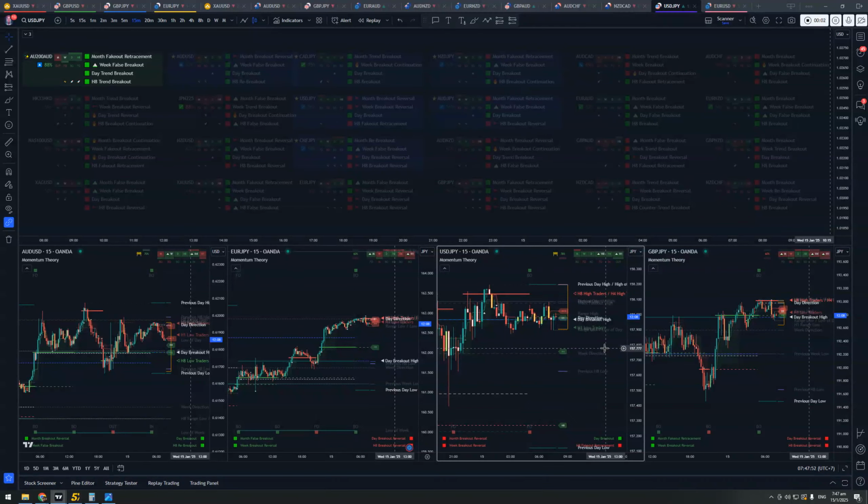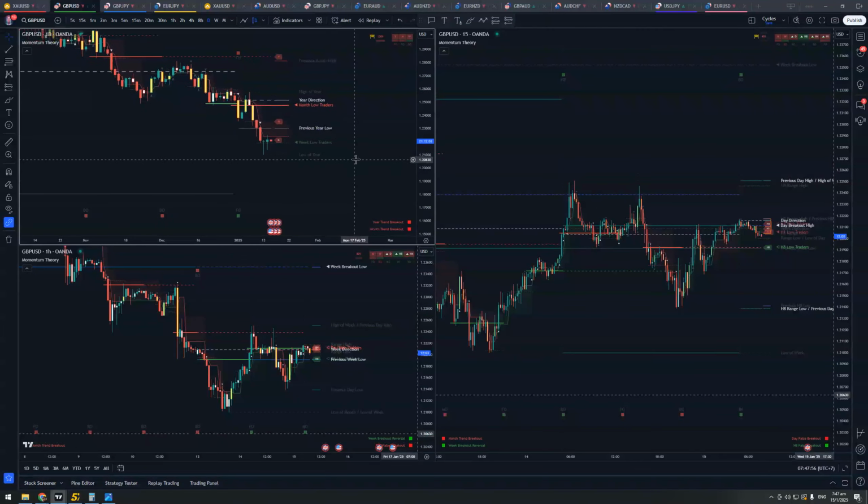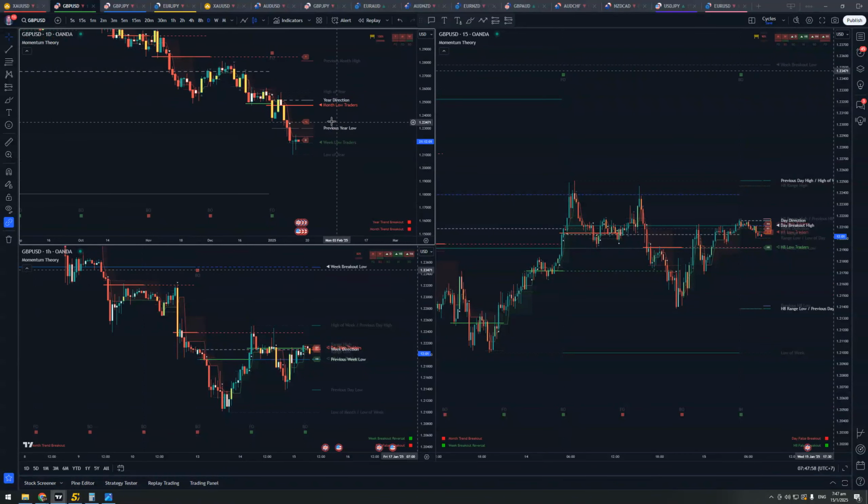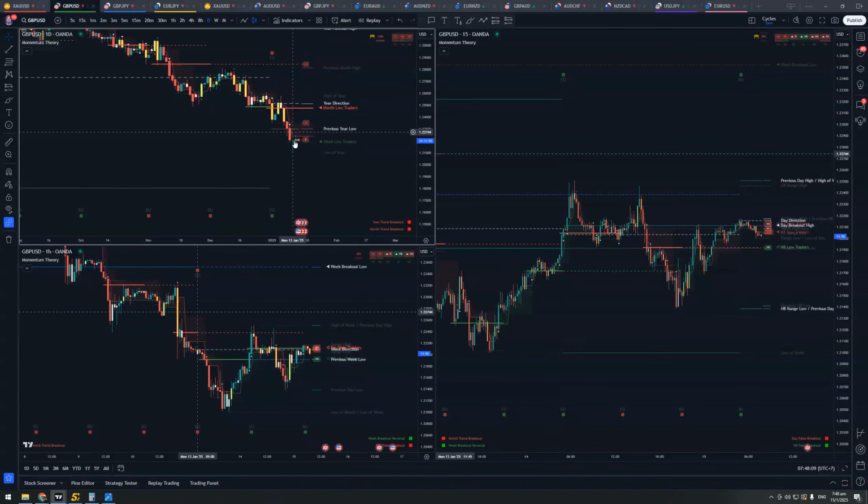Okay, London and New York session done. Took one trade in London on GBPUSD. GU, higher time frame breakout levels, all bearish. Peak bias are mixed. We broke out of the previous month low, so monthly traders are in breakout. Looks like we broke out of the previous year low as well, so yearly traders are in breakout. It's not really something I look at, but added confluence.